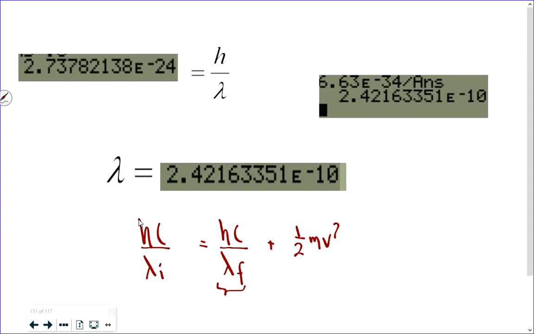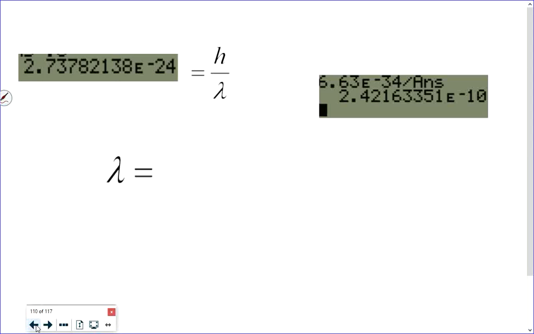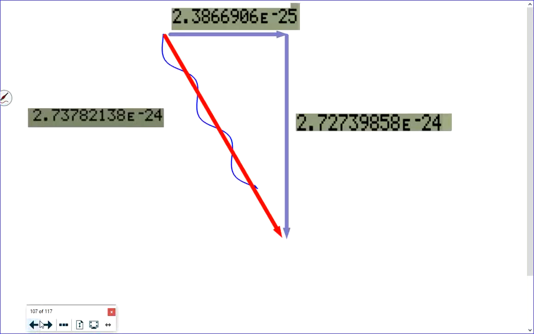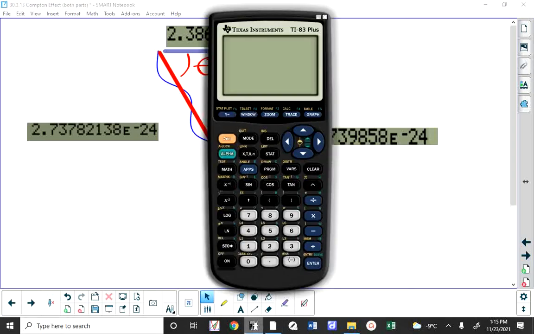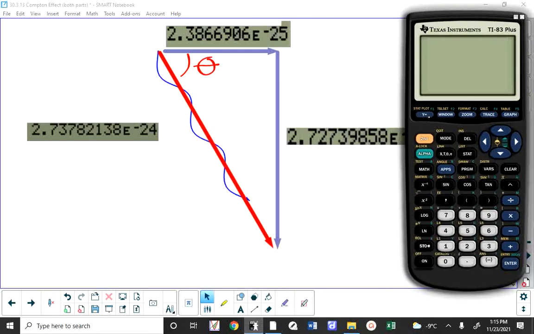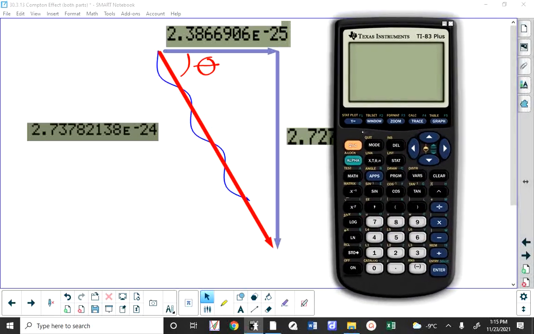Lambda F, not VF, my mistake. We got the same final wavelength, right? Do me a favor and just for kicks, use this triangle and find this angle, which is not part of the question. I'm just asking you to find the angle. And this is just a trigonometric question. You can use sine, cosine, or tangent. It really doesn't matter. I'm going to go with cosine.